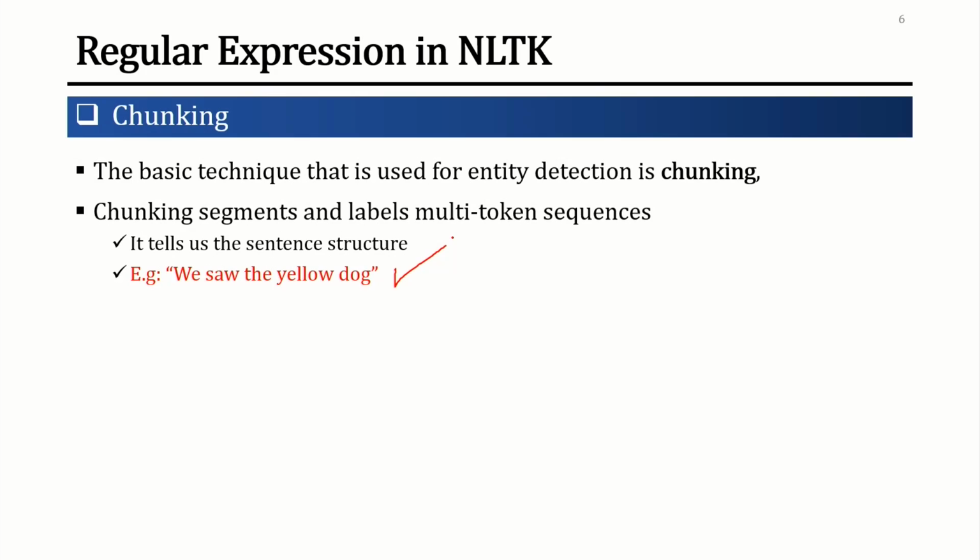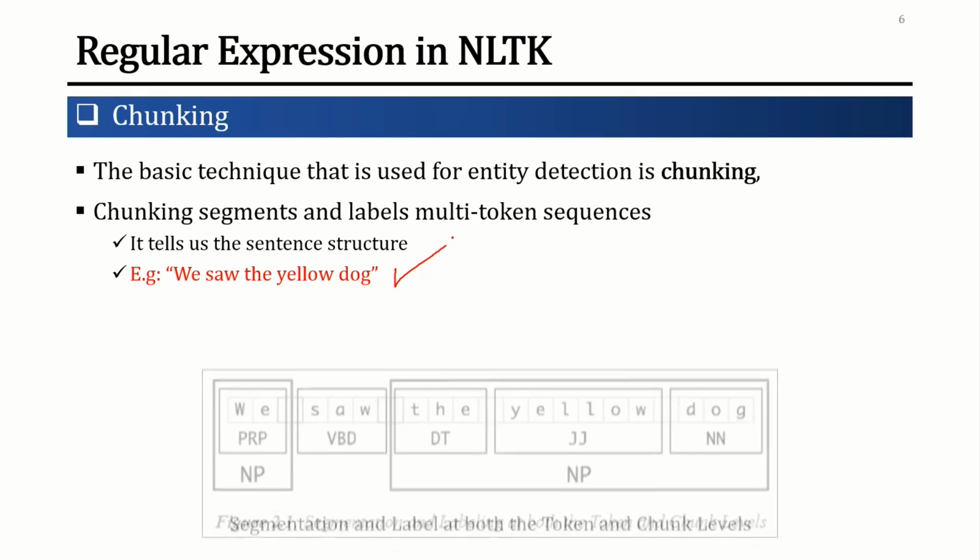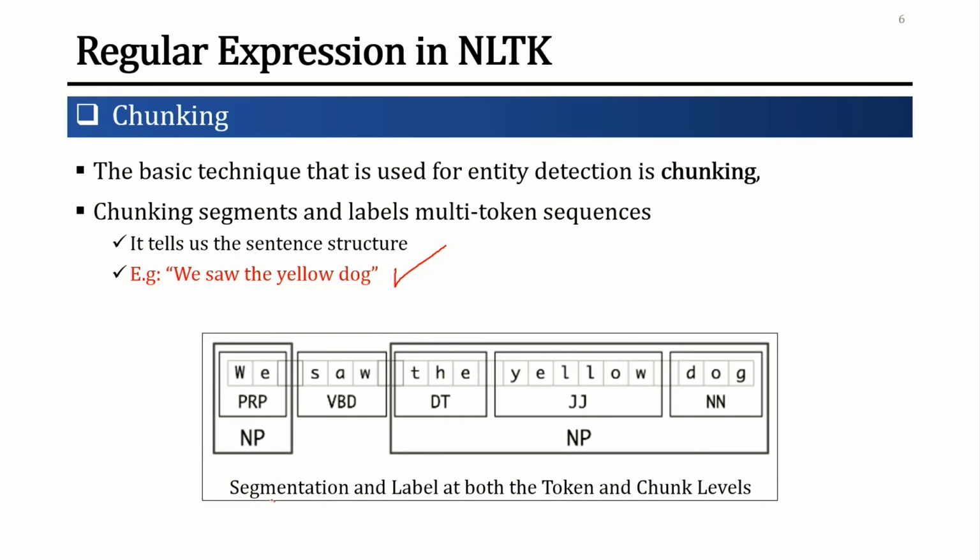We saw the yellow dog. From this sentence, what information can we know? If we take a look at the segmentation and labels, both the token labels referring to the words and the chunk labels referring to the sequence of words, we obtain this information. For example, the first word represents a personal pronoun. We have the verb saw, which is in the past tense form. It is represented as VBD, and so on and so forth for each word.